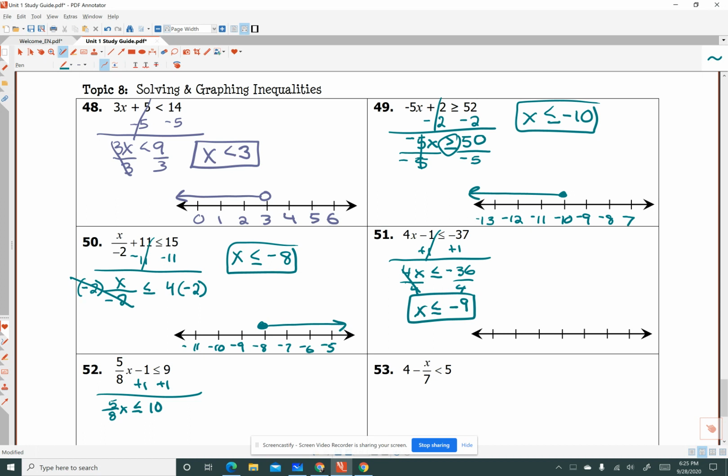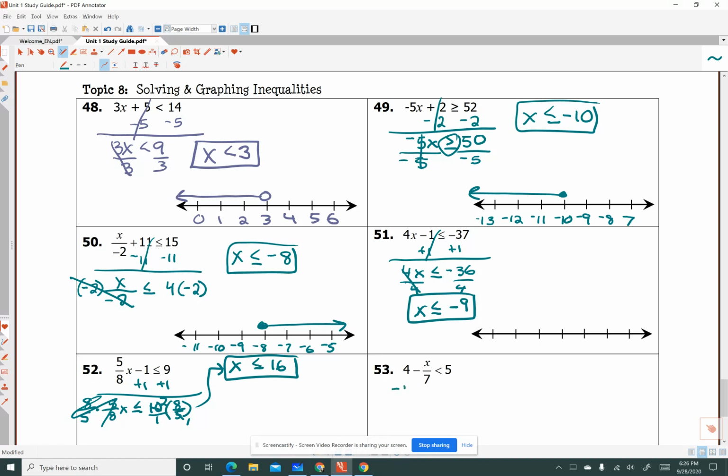Okay, so let's multiply by the inverse, 8 over 5. So this all cancels, and that gives me x. I haven't done anything with the negative yet, so we're not flipping the sign or anything. x is less than or equal to, and here I can put a 1 under that, cancel that, and 8 times 2 is 16. And I'll let you graph that on your own.